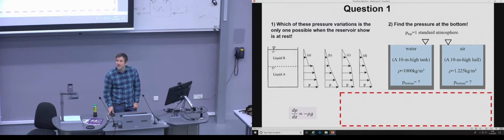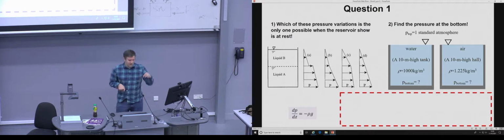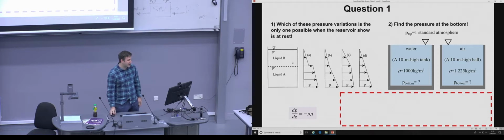Anyone want to? And so what about the slopes? It has to have a steeper gradient. It's confusing because we're going down, right? So the gradient dp/dz has to increase, or get more negative, as you go deeper. And if the density of A is more than the density of B, then that slope is going to change and increase more quickly.